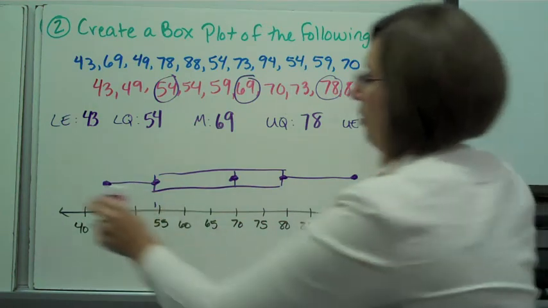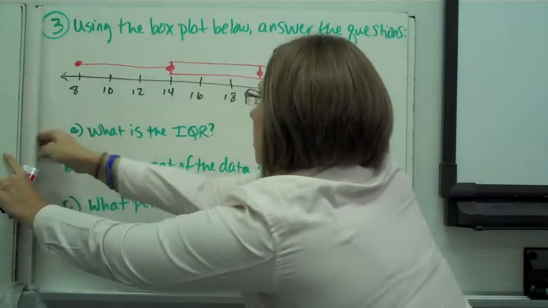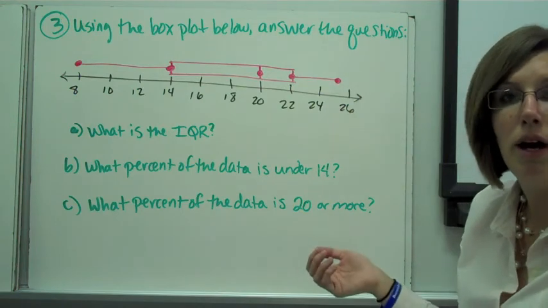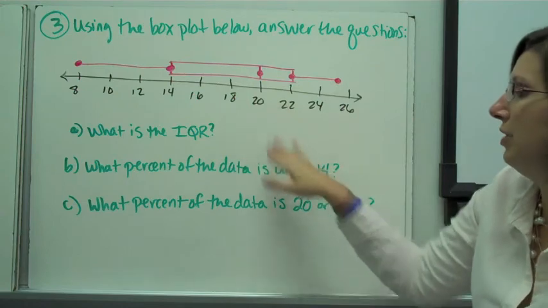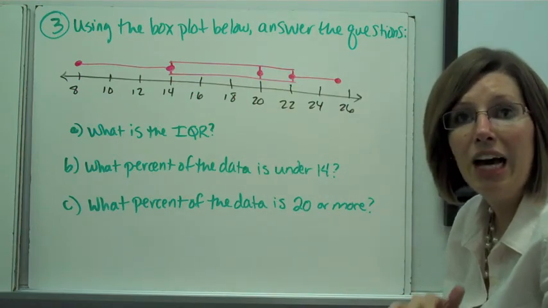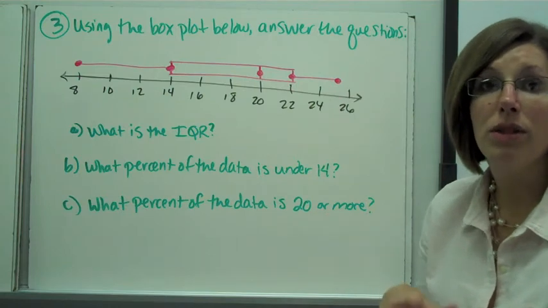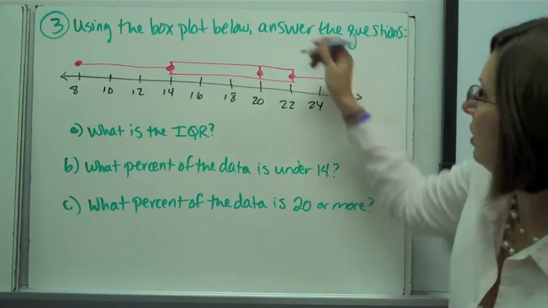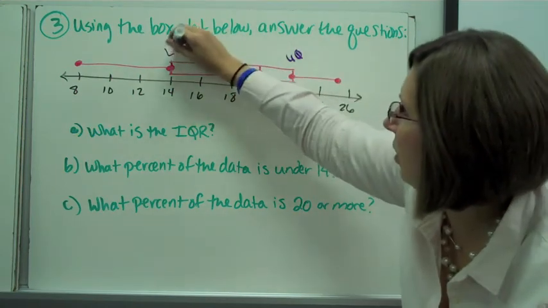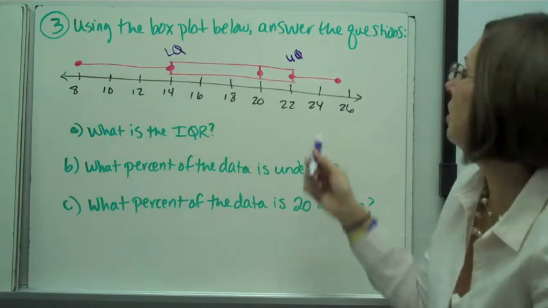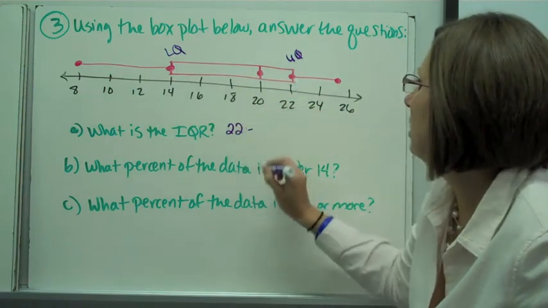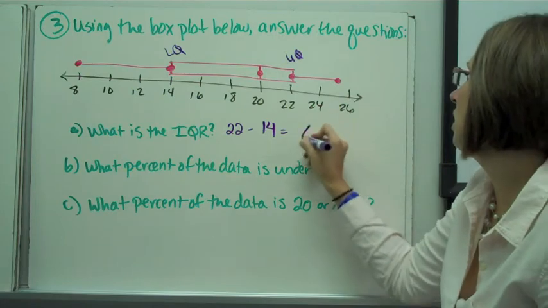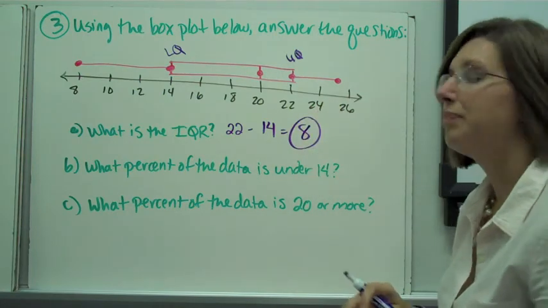All right, let's look at question number 3. It says, using the box plot below, answer the questions. So in this case, you're given the box plot and you have to interpret it to answer the questions. First question is, what is the IQR? If you look back in your notes with the definition of IQR, it's the difference between the upper quartile and the lower quartile. So this was the upper quartile and the lower quartile. Difference just means subtract. So I've got 22, take away 14, for a total of 8. So my IQR is 8.